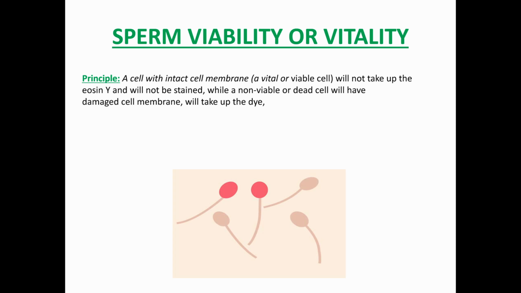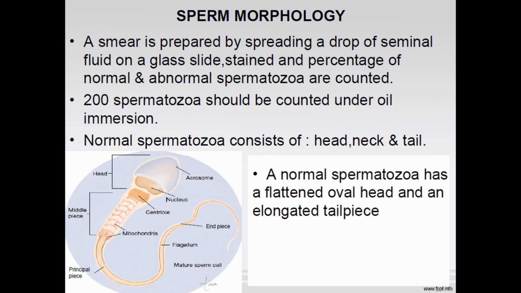Okay, what is the concept of eosin staining for vitality? These two sperm are the dead sperm which take the eosin. Generally, in the case of dead sperm, the membrane is damaged and the eosin penetrates that damaged membrane, and the sperm has taken up the eosin. That is the basic concept. If the sperm is dead, it will take eosin. If the sperm is viable or living, it will not take eosin. That is a very simple concept.